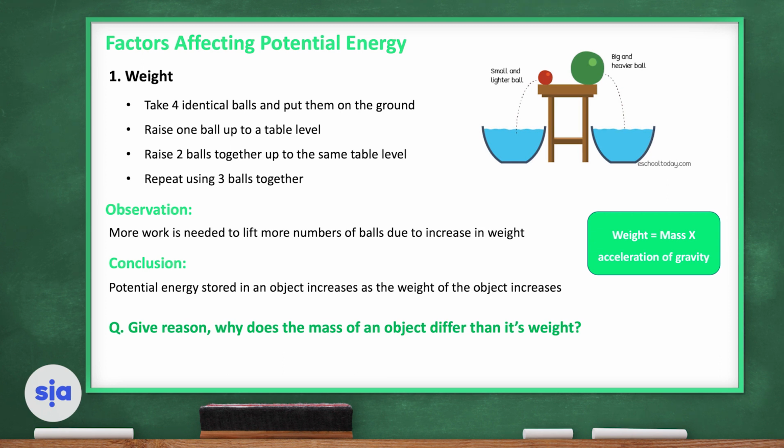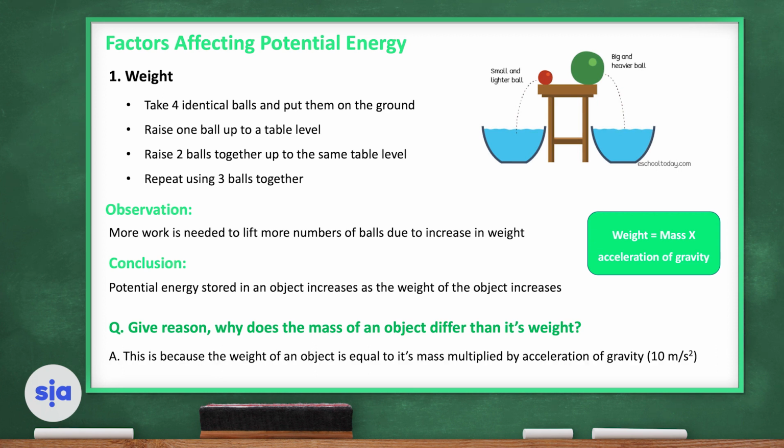Give reason. Why is the mass of an object different than its weight? This is because the weight of an object is equal to its mass multiplied by the acceleration of gravity, which is 10 meters per second square.